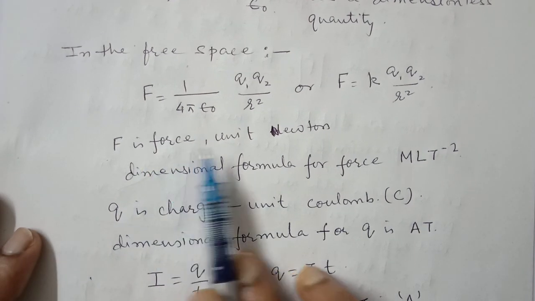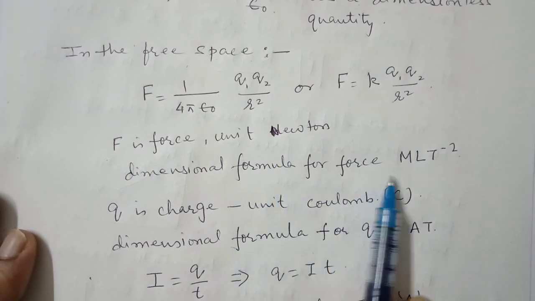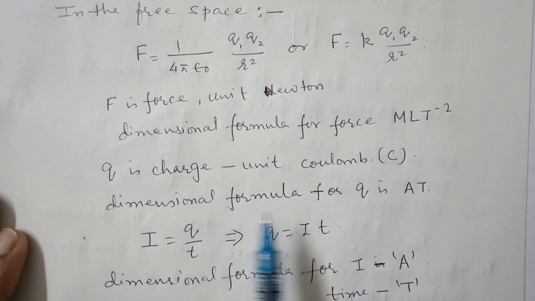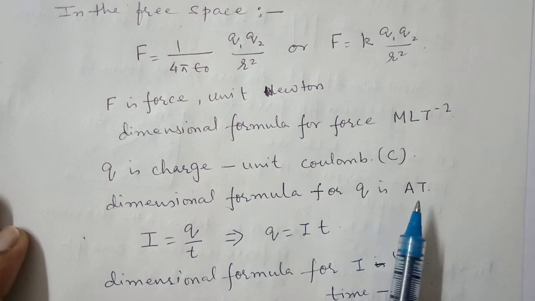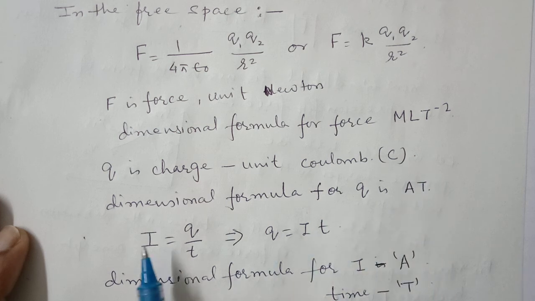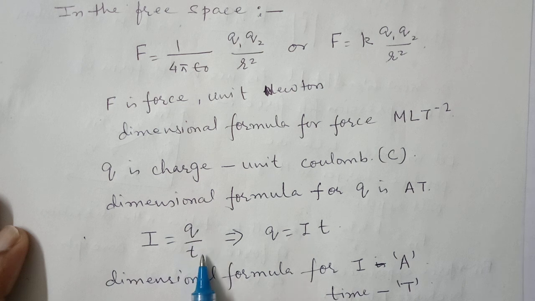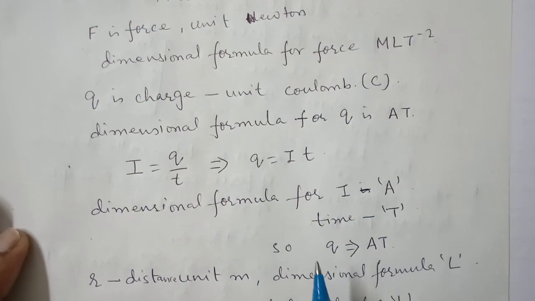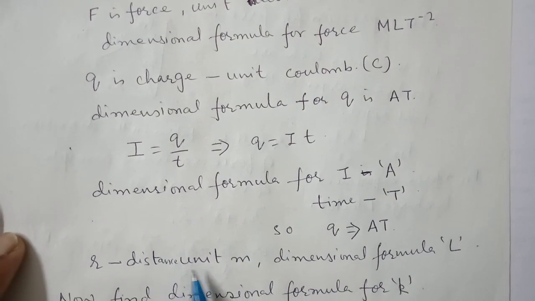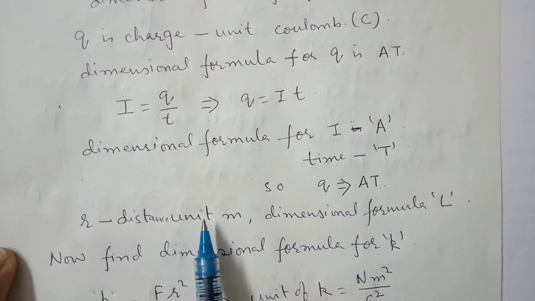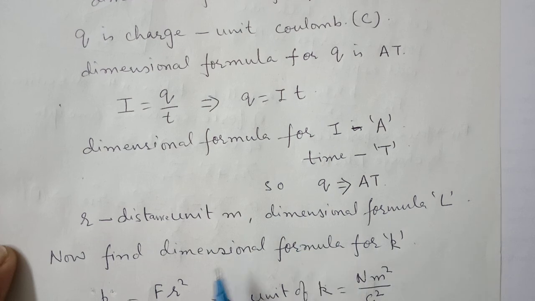The unit for force is Newton. Dimensional formula is mLT minus 2. Charge, its unit is Coulomb, and its dimensional formula is given as AT. This dimensional formula comes from the concept that current is the rate of flow of charge. It is Q is equal to IT. Dimensional formula for current is A, time is capital T, so Q becomes AT. The unit for distance is meter, and its dimensional formula is L.